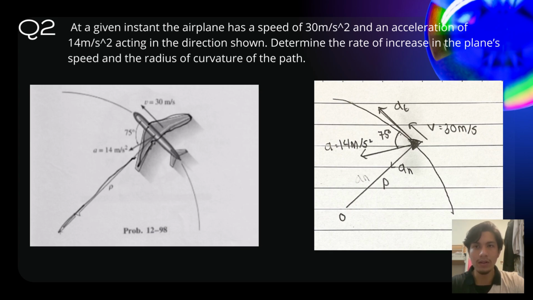So for the first step, we must draw or create the FBD first.